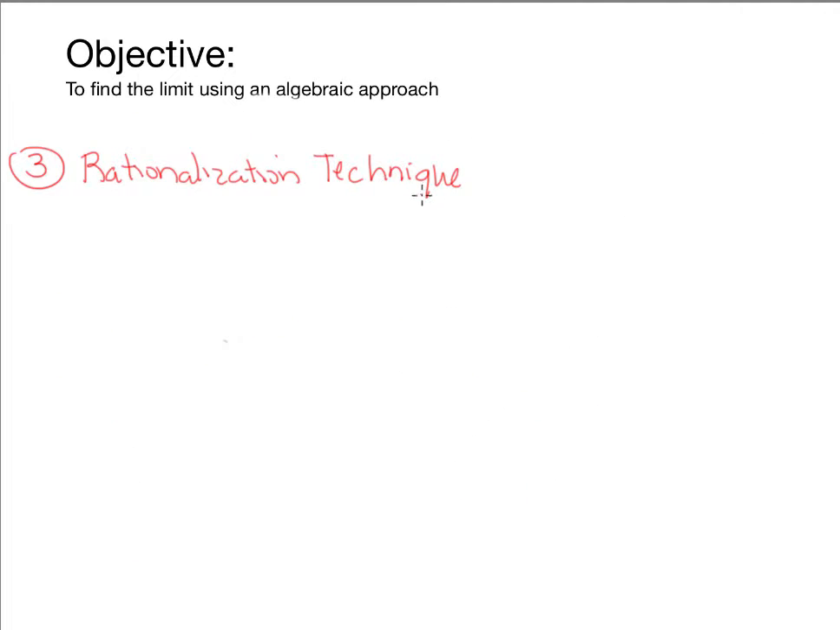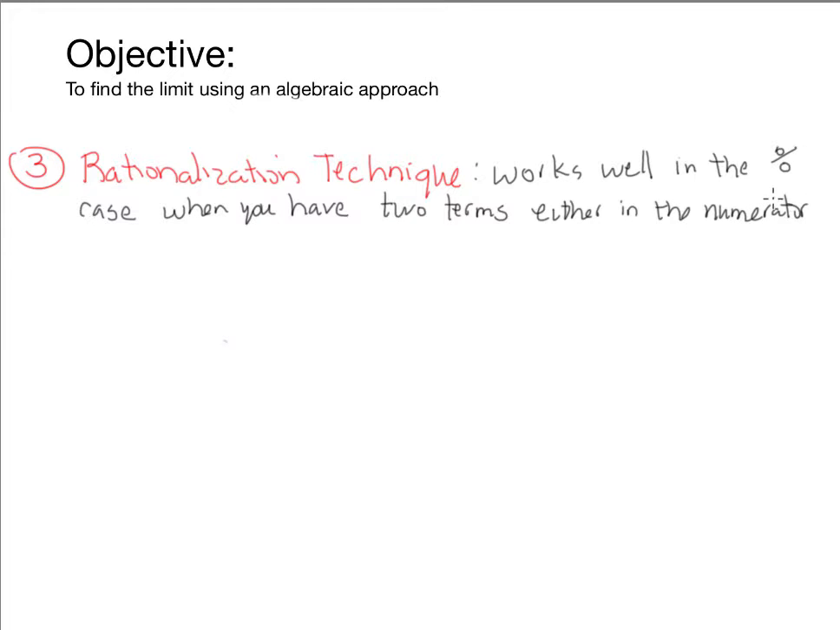Our third technique to algebraically evaluate limits is called the rationalization technique. You use this in cases where you have a radical in either the numerator or the denominator, and the radical is part of a binomial. Also, you need to check that when you try the direct substitution method, you end up with that indeterminate form of 0 divided by 0.